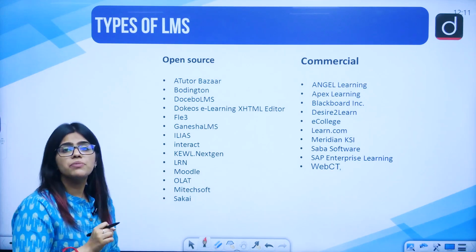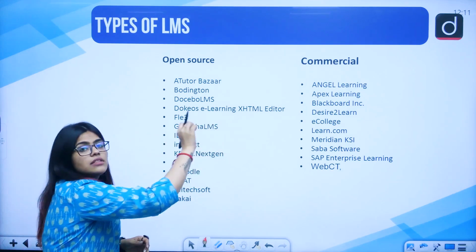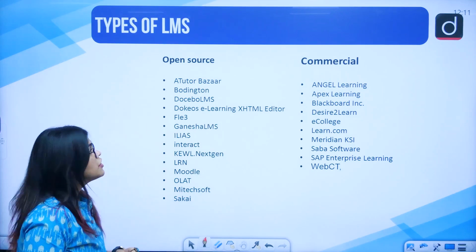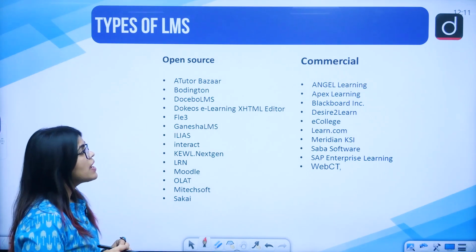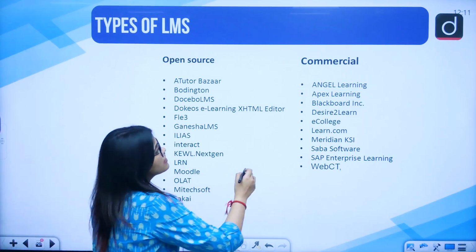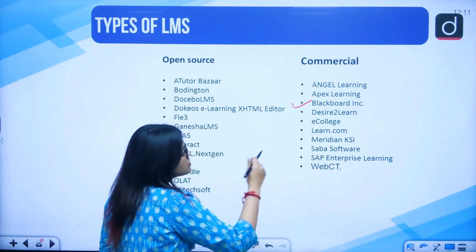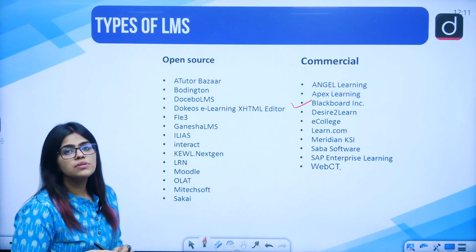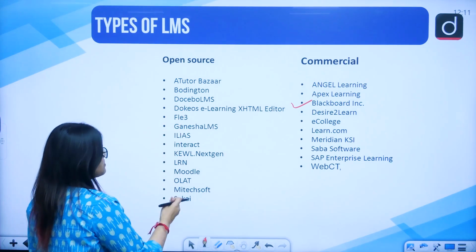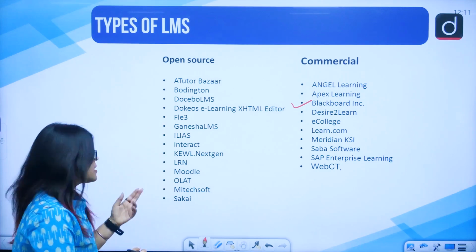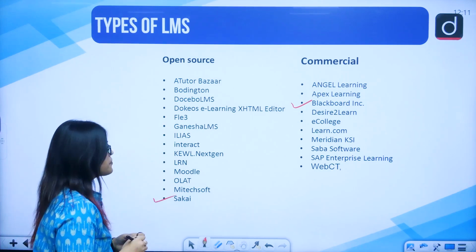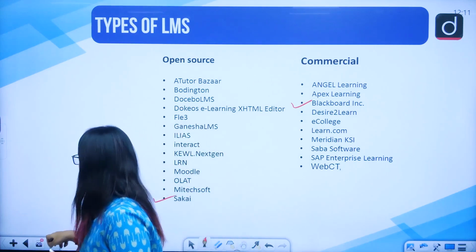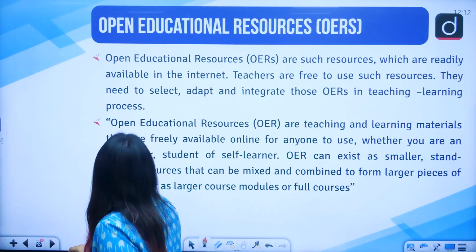For commercial purposes, the teacher purchases the LMS first and then creates their own website. So for commercial purposes, you have some important LMS like Blackboard. Others you can read, they are important as well. For open source purposes, you have these many kinds of LMS. Sakai is important here, right? So these were the different kinds of LMS.